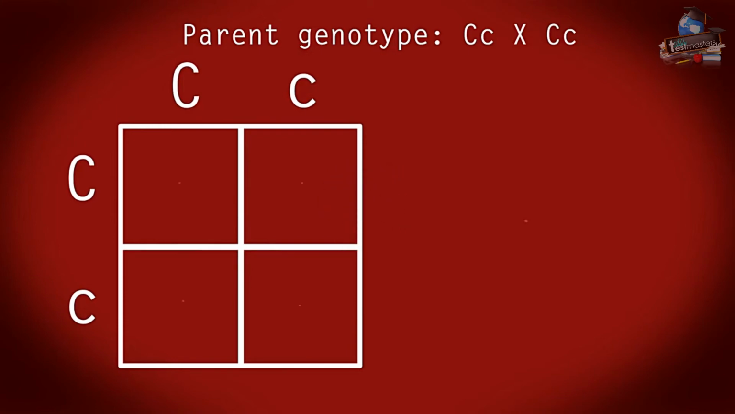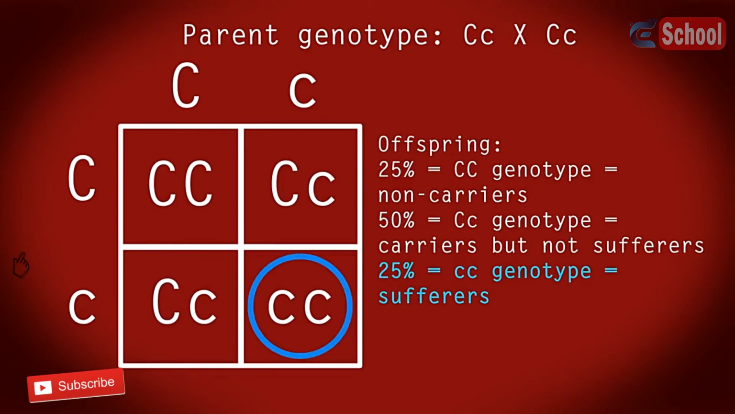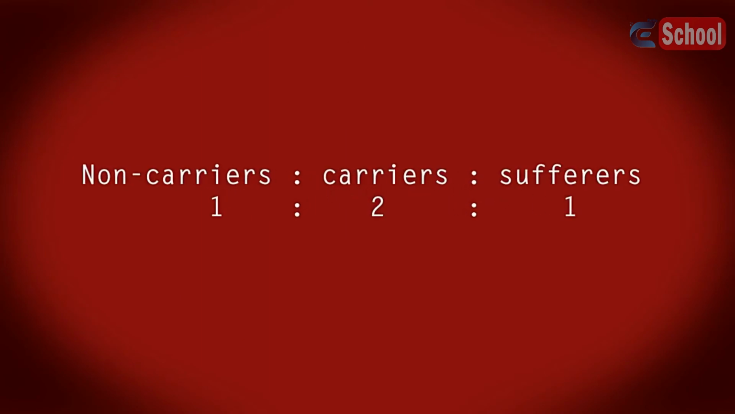Did you get it right? So there is a 25% chance that the offspring of two carrier parents will be sufferers of cystic fibrosis. We can represent this in a 1:2:1 ratio. See how easy Punnett squares are for showing probability of offspring genotypes?